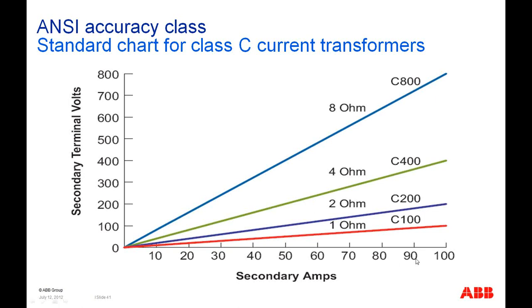So we look here at the secondary current of 100 amps, and we read up on our curve, and we see C100 is exactly 100 secondary volts at the terminal. C200 has 200 secondary volts at the terminal. C400 will have 400 secondary volts at the terminal. And C800 will have 800 secondary volts at the terminal. That's how these are rated. And these are the amount of burden that you can have on the secondary and still obtain that kind of rating.